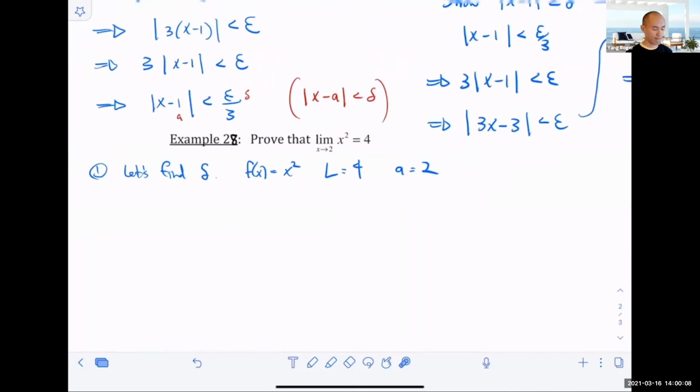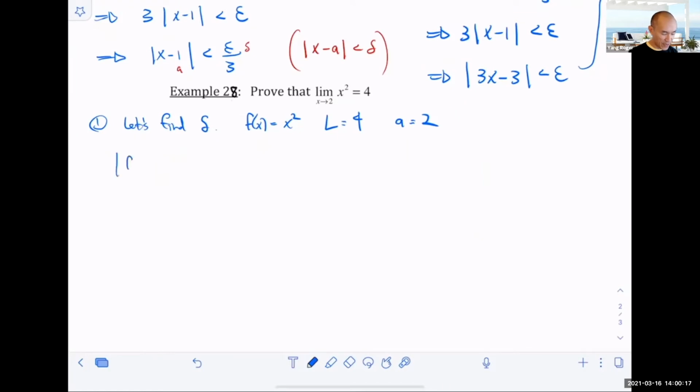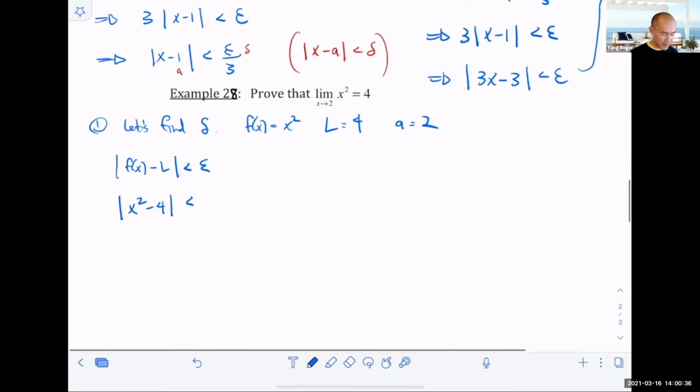All right. Now, the way that I found it, I started off with the conclusion. So I started off with the absolute value of f of x minus L is less than epsilon. And remember, they get to choose epsilon. So epsilon is already given to me. Now I'm going to fill in the different pieces. So if I fill in the pieces, the absolute value of x squared minus 4 is going to be less than epsilon.